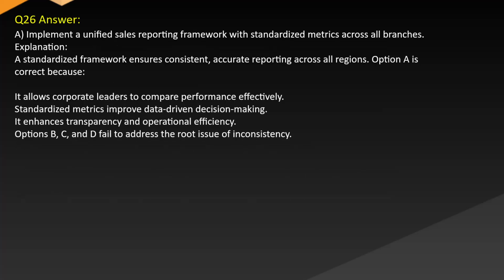Answer A. Implement a unified sales reporting framework with standardized metrics across all branches. Explanation. A standardized framework ensures consistent, accurate reporting across all regions. Option A is correct because it allows corporate leaders to compare performance effectively. Standardized metrics improve data-driven decision-making. It enhances transparency and operational efficiency. Options B, C, and D fail to address the root issue of inconsistency.